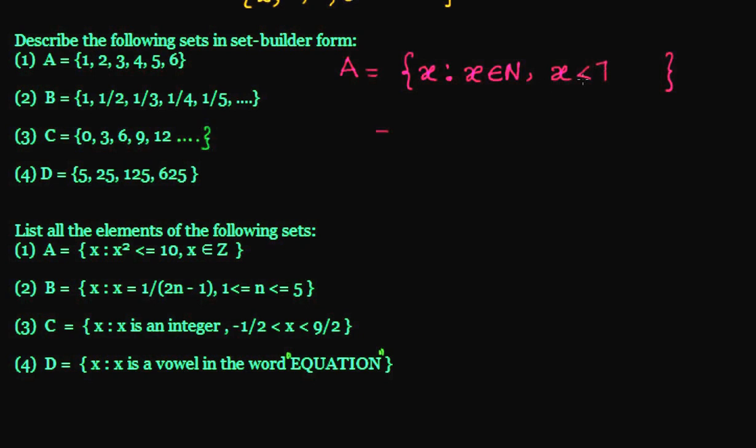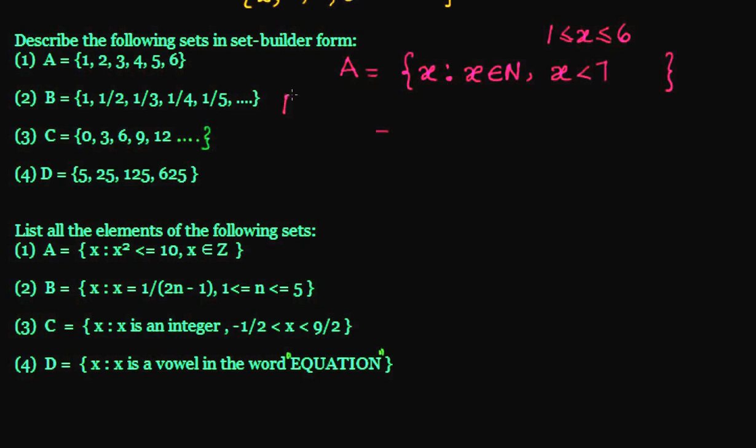What is the meaning of that? What are the values less than 7? 1, 2, 3, 4, 5, 6. So you can write it like this, or you can also write it as 1 less than or equal to x less than or equal to 6. This way also you can write it. Anything is fine. Let's go to the next one.